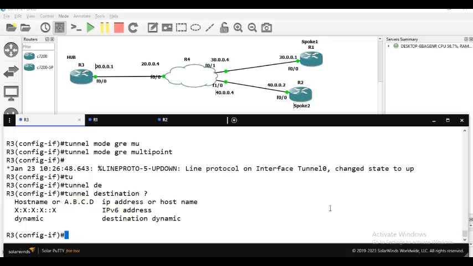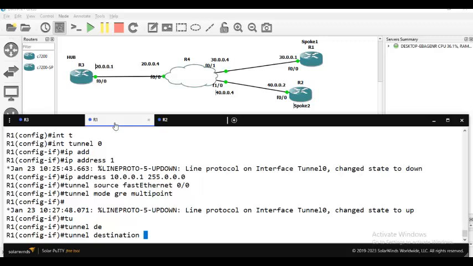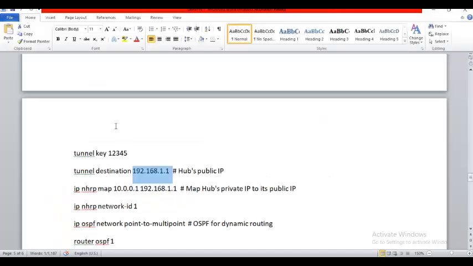which address will you give? Private address. You remember yesterday you did GRE. Did you give any private IP address for destination? How will it go and negotiate the tunnel? It won't. Tunnel destination is 20.0.0.1. That is where it has to go and negotiate.